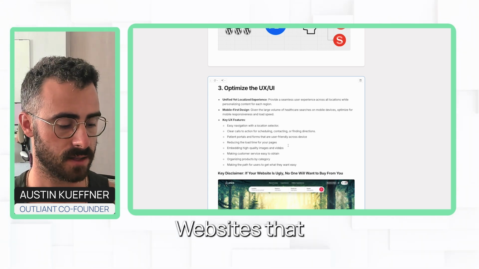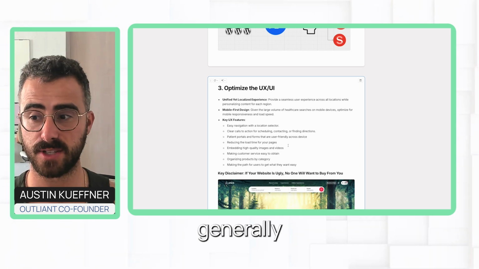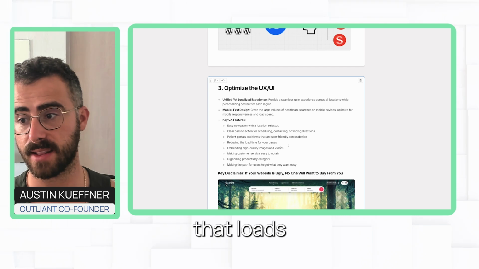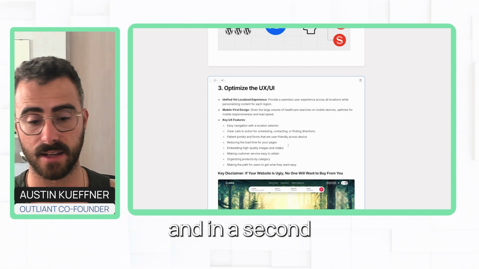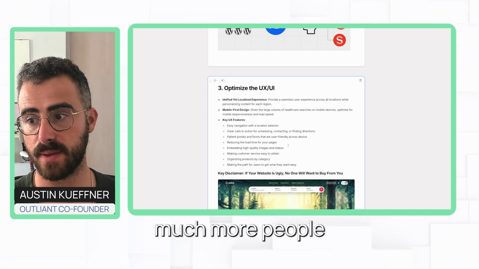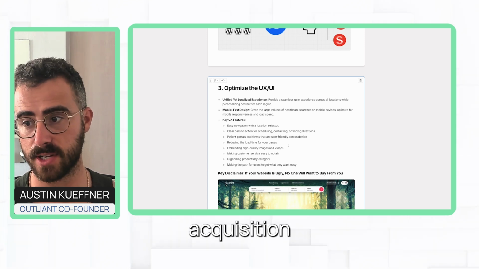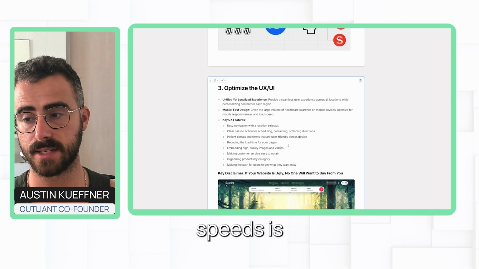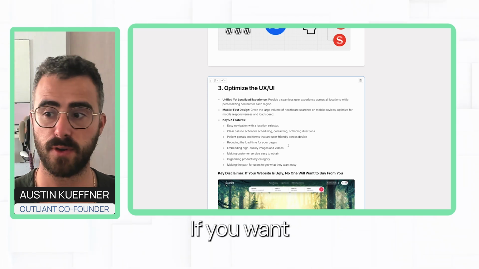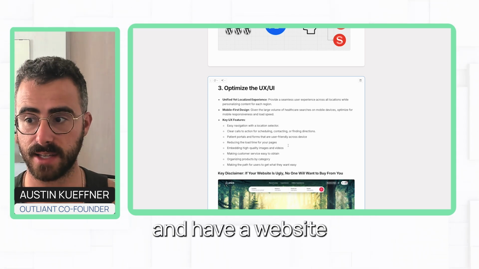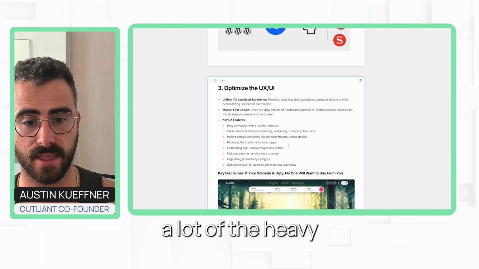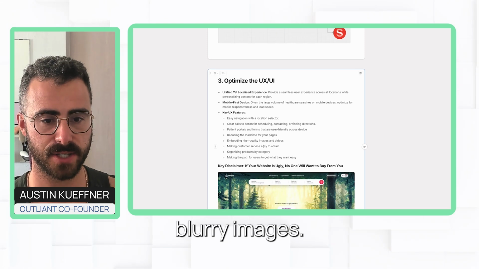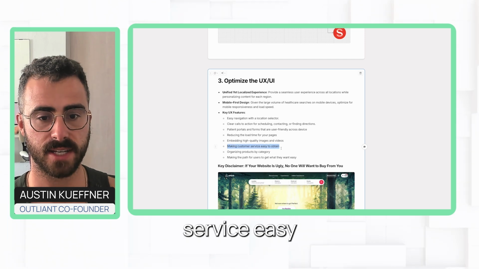Websites that take longer than 4 seconds to load generally have like a 50% drop off. So if you can have a website that loads in a second, you will have many more people coming to your website. Your patient acquisition and conversion rate is going to go through the roof. So reducing page load speeds is extremely important if you want to acquire more patients and have a website handle a lot of the heavy lifting there. Using embedded and high quality images. Nobody likes seeing blurry images. Making customer service easy to obtain.